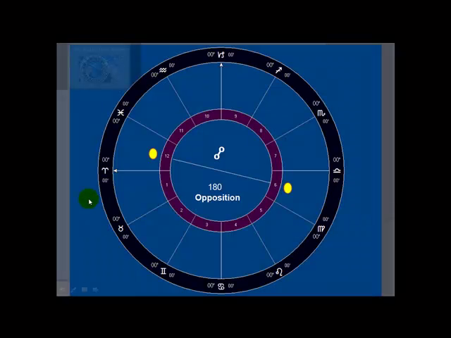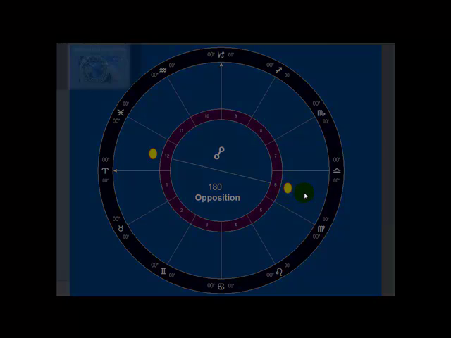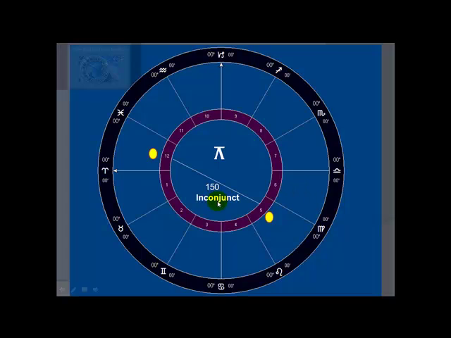Now let's have a look at what all these aspects mean. If you haven't looked at them before, here I've just done the wheel divided into 12 parts, and we have two circles representing two planets. So the opposition is when they're 6 houses apart, so it's half the circle. Then we go to the 150 or the inconjunct, which is 5 houses apart. Then we have the trine, which is 4 houses apart, that's 120 degrees. Then we have the square, which is 3 houses apart, and that's 90 degrees.